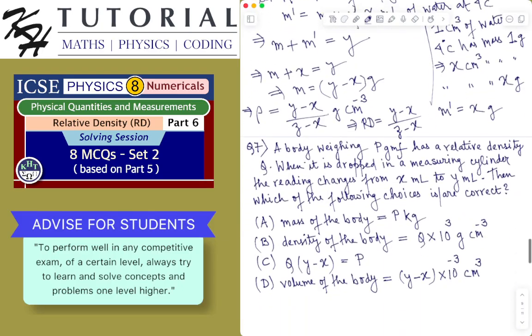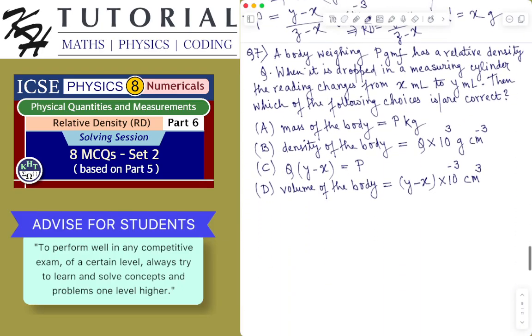Okay, let's see the next problem. A body weighing p gmf, that is the mass of the body is p gram, has a relative density q. When it is dropped in a measuring cylinder, the reading changes from x ml to y ml. So clearly we can say that the change in reading in the measuring cylinder is y minus x ml, and that should be the volume of the body.